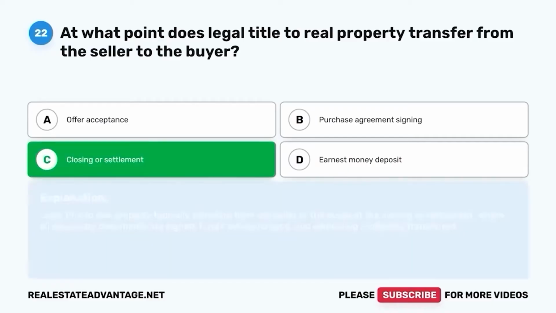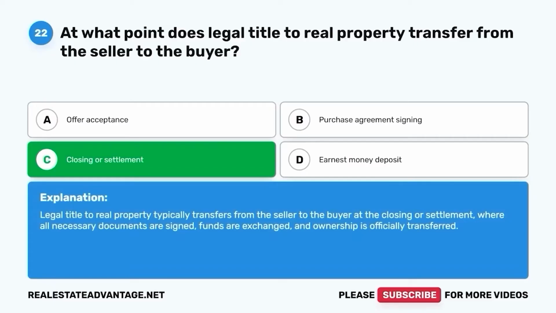Closing or settlement. Legal title to real property typically transfers from the seller to the buyer at the closing or settlement, where all necessary documents are signed, funds are exchanged, and ownership is officially transferred.